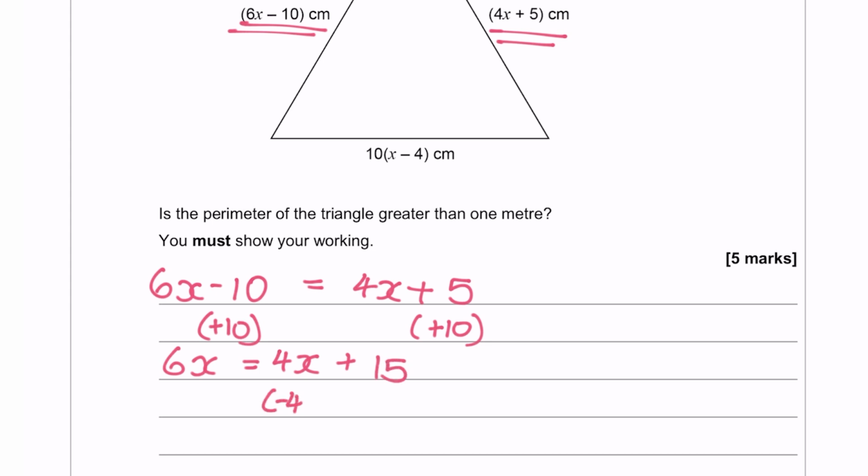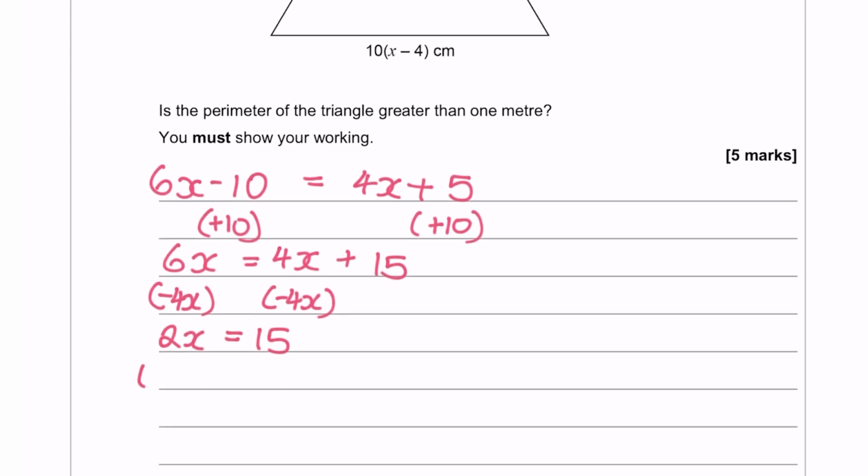We can move the 4x onto that side. So we get 2x equals 15. Divide both sides by 2, leaving us with x equals 7.5. So we know that x is 7.5. We can substitute that in. 6 times 7.5 minus 10. Remember, it's a calculator paper. Gives you 35. Now, what I would do as you go along is double check.